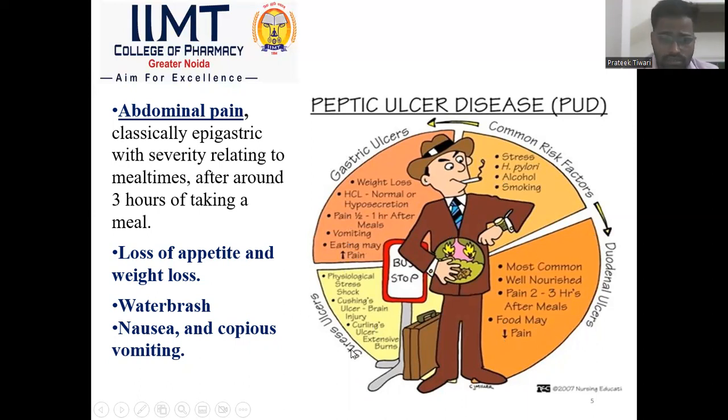There is a stress-induced ulcer as well, which occurs due to physiological stress, shock, or curling ulcer, extensive burns. So these are the different types of ulcer shown in this chart. And now there are a few symptoms, like abdominal pain. There's severe abdominal pain in case of peptic ulcer. There's a loss of appetite, a loss of weight, water brash, nausea and vomiting.